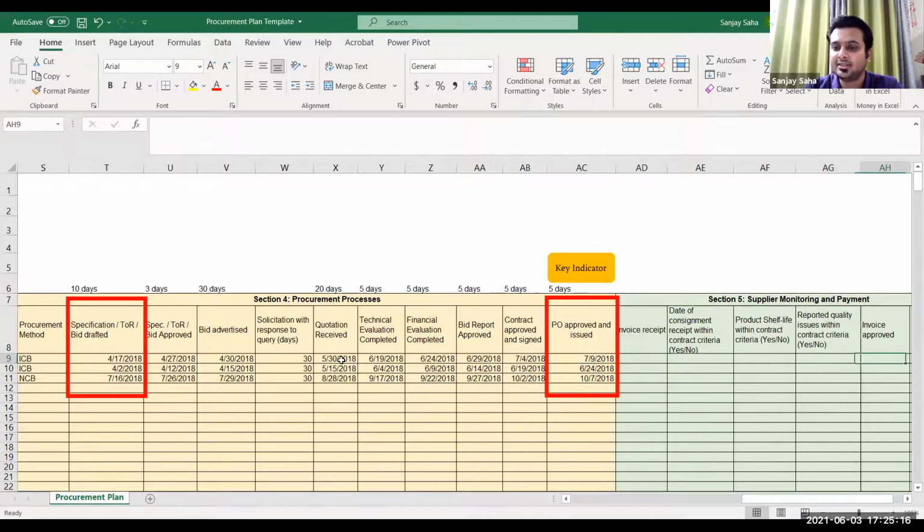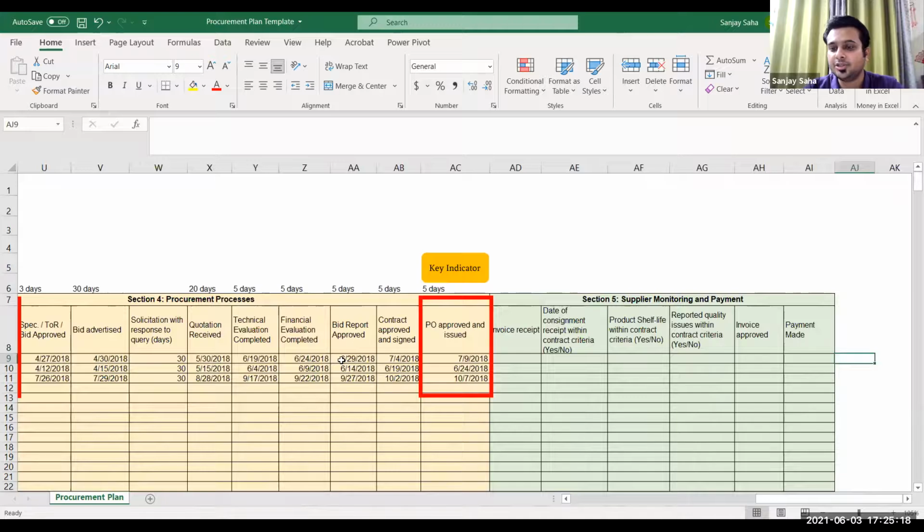The final section is supplier monitoring and payment, which is very important. Sometimes we forget that the products have started to arrive, but there are delays in paying the supplier as well. If you delay paying a supplier, their performance may also decrease over a period of time. So you also need to manage this process of supplier monitoring and payment.